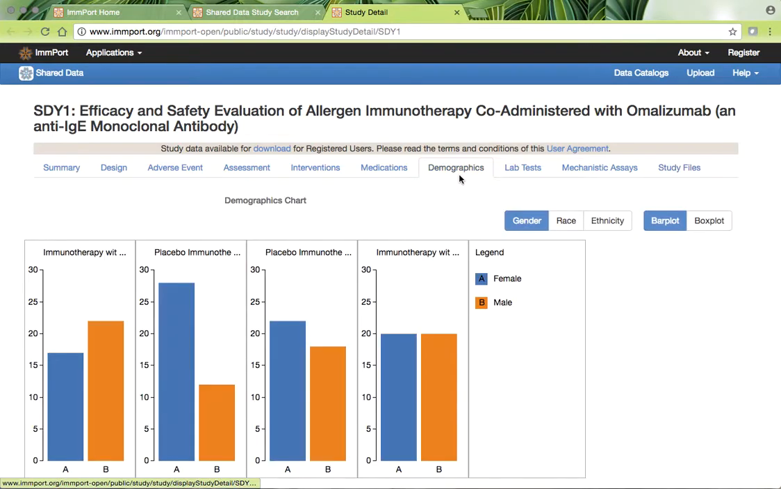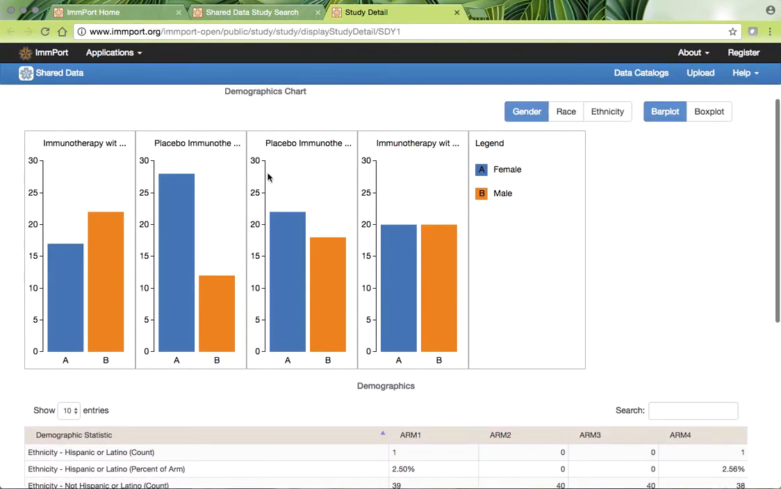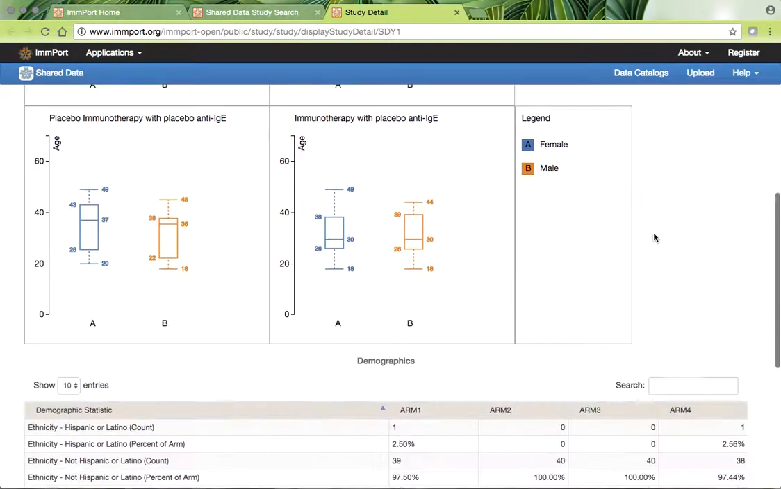And the demographics tab gives you an idea about the subjects that are included in that study. So you will have summary charts, bar plots or box plots, kind of giving you an idea of the gender, race, and ethnicity of the groups contained in the study.